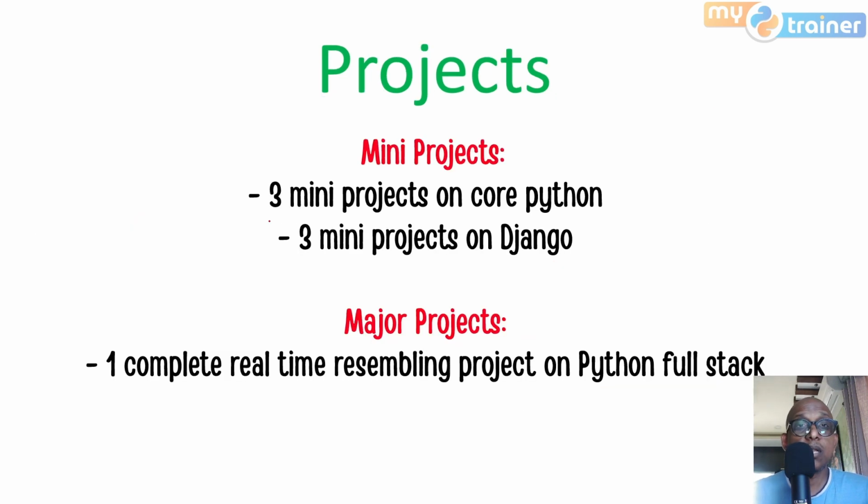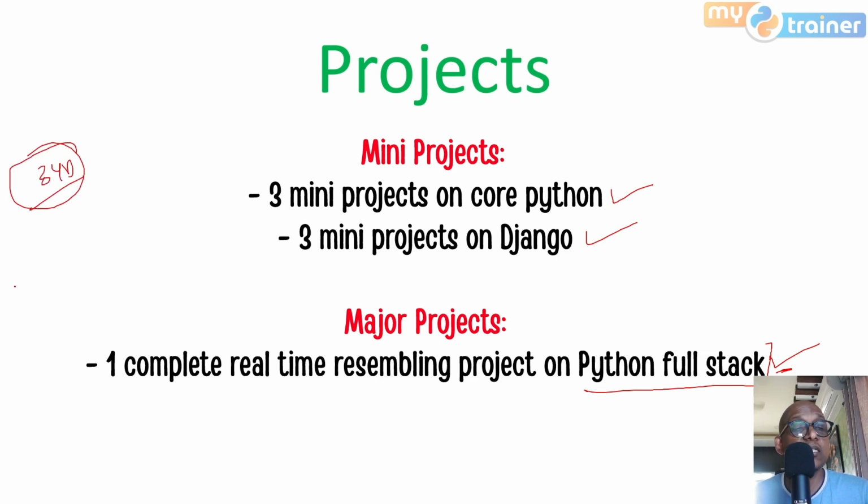Okay, so now in this course we are going to provide 3 mini projects on core Python and 3 mini projects on Django, and one complete real-time major project on Python. Total, one entire big application we are going to provide you. If you do this major project at the end of the course, it means that if a person joins a company and works on one project for 3 years, whatever experience this person gains, you are going to gain from this project.